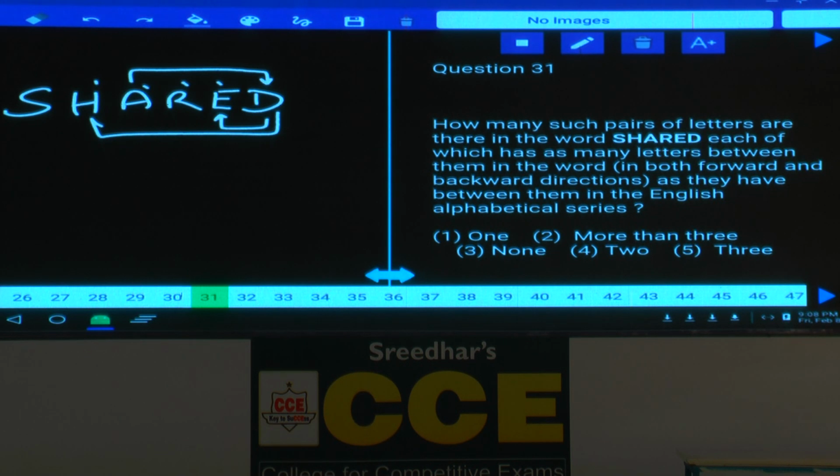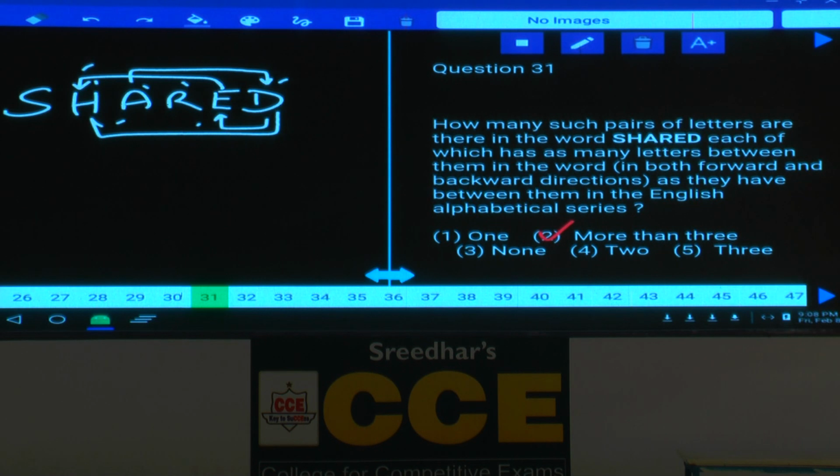Next one, E, F, G, H. How many are there between them? Again, there are 2 letters. Hence, tell me how many pairs do we have? 1, 2, 3 and 4. And in the choices, it is given as more than 3. Hence, choice 2 is the answer.